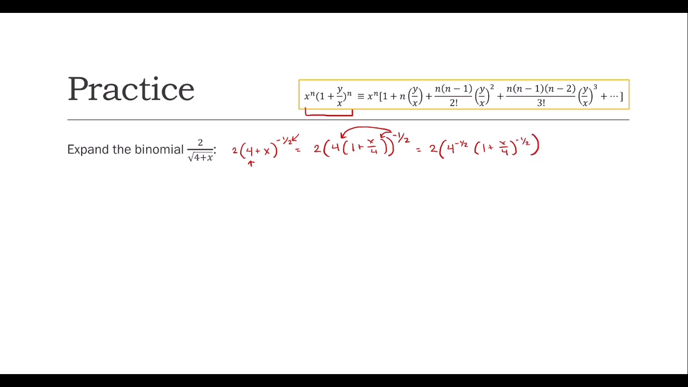So 4 to the negative 1/2 is going to be 1 over the square root of 4, which is 1/2. So 1/2 times this 2 is just going to become 1. So this actually simplifies to 1 plus x over 4 to the negative 1/2. So now we're going to expand it with this other side of our expression. So we have x to the n. For this one, we don't have any number before it, so we don't need to multiply it by anything.